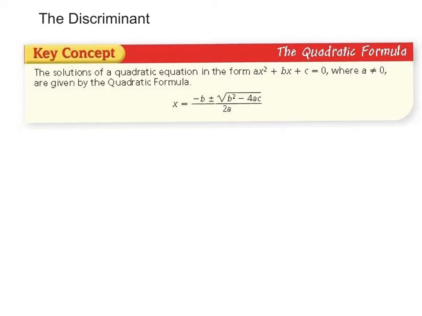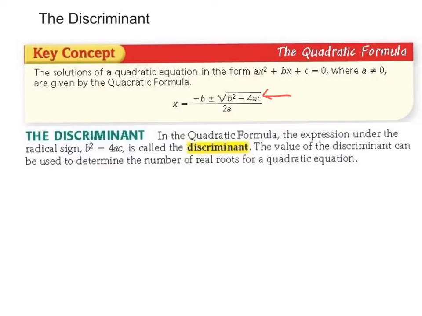Okay, x equals negative b plus or minus, here's what we're interested in, the square root of b squared minus 4ac all over 2a. That little bit under the radical has its own special name. It's called the discriminant. The value of the discriminant can be used to determine the number of real roots for a quadratic equation, or help discriminate between the different roots.